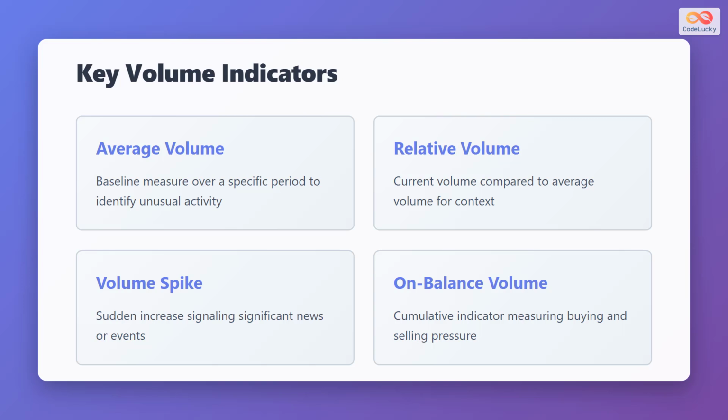There are several important volume indicators to track. Average volume is a baseline measure over a specific period that helps identify unusual activity. Relative volume compares current volume to average volume for context. A volume spike is a sudden increase that signals significant news or events affecting the stock. Finally, on-balance volume, or OBV, is a cumulative indicator that measures buying and selling pressure over time by adding or subtracting volume based on price direction.